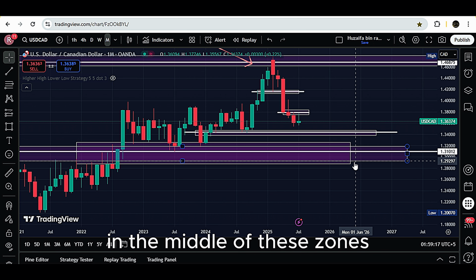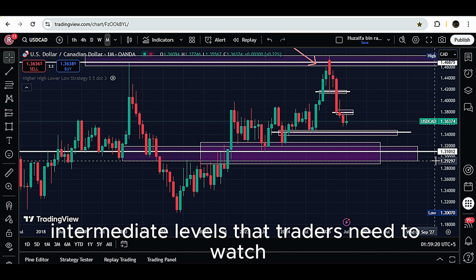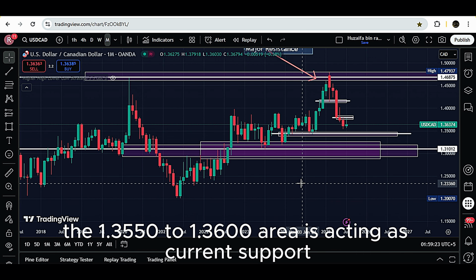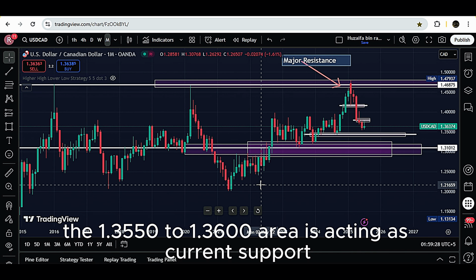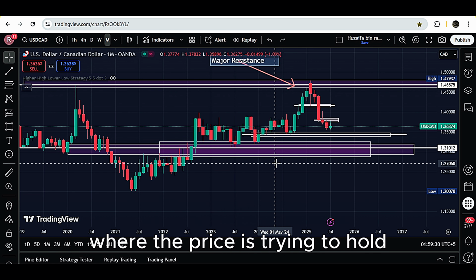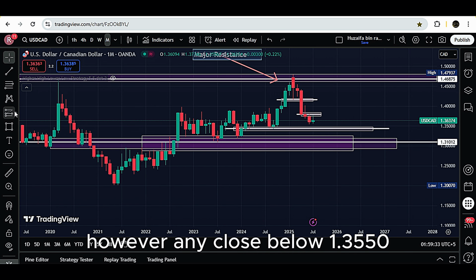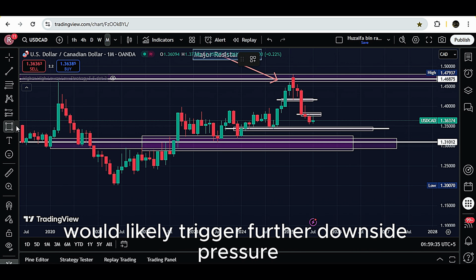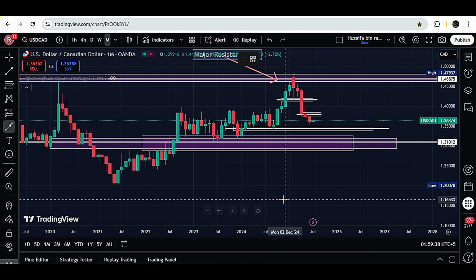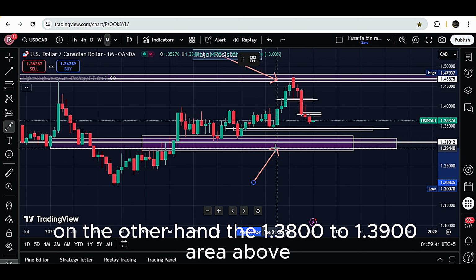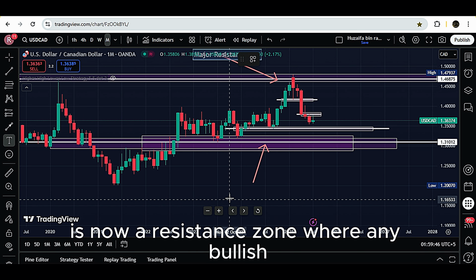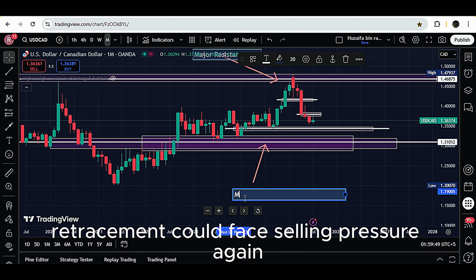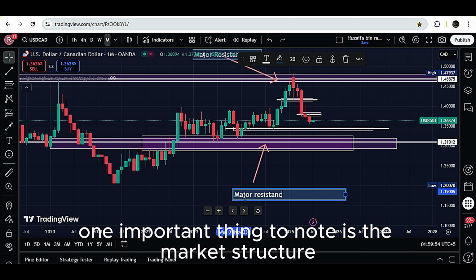In the middle of these zones, we also have some intermediate levels that traders need to watch. The 1.3550 to 1.3600 area is acting as current support where the price is trying to hold. However, any close below 1.3550 would likely trigger further downside pressure. On the other hand, the 1.3800 to 1.3900 area above is now a resistance zone where any bullish retracement could face selling pressure again.